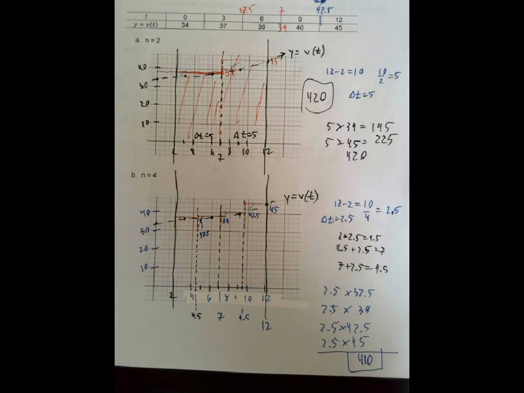So it turns out that the more intervals and the more rectangles we have, the closer we are to the actual area under the curve. More about that later. Okay, very good.